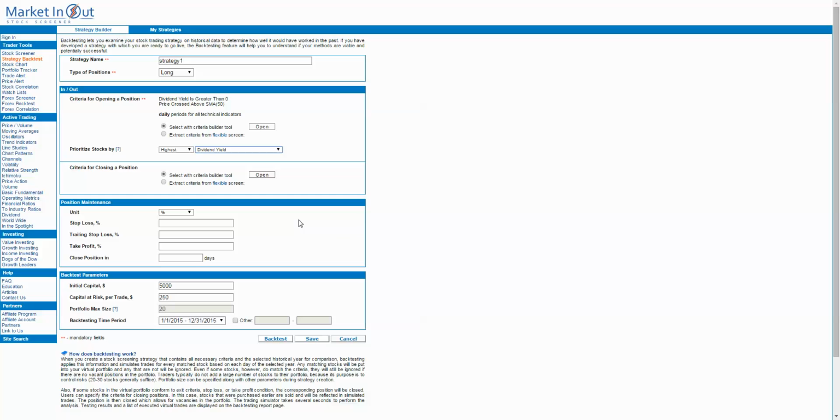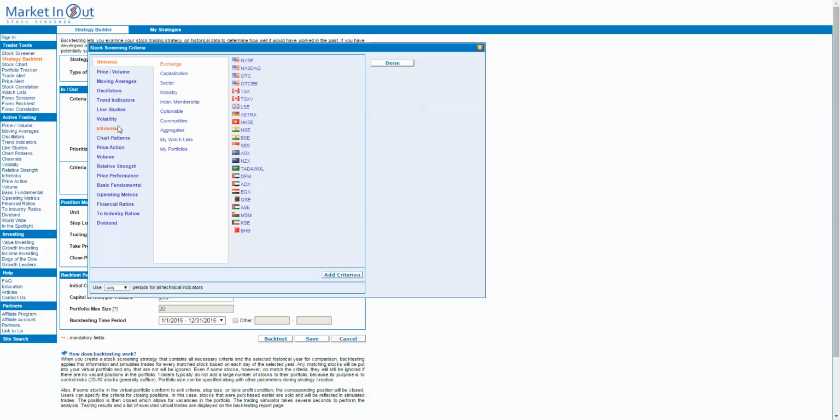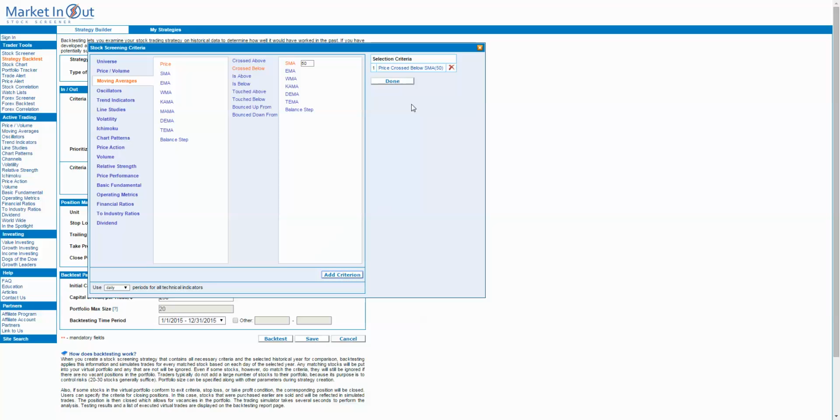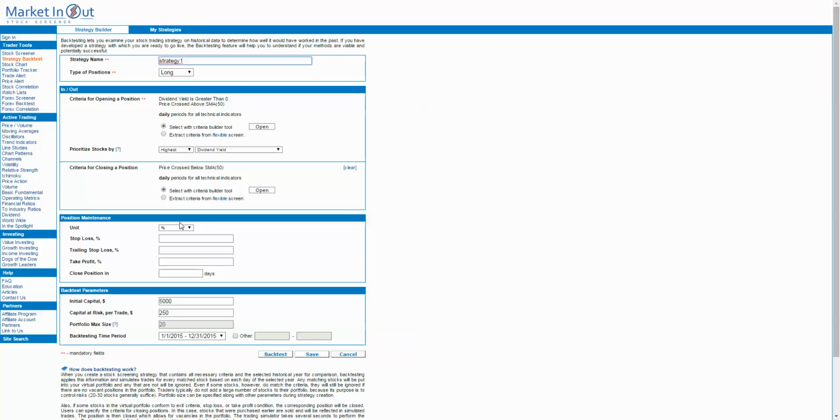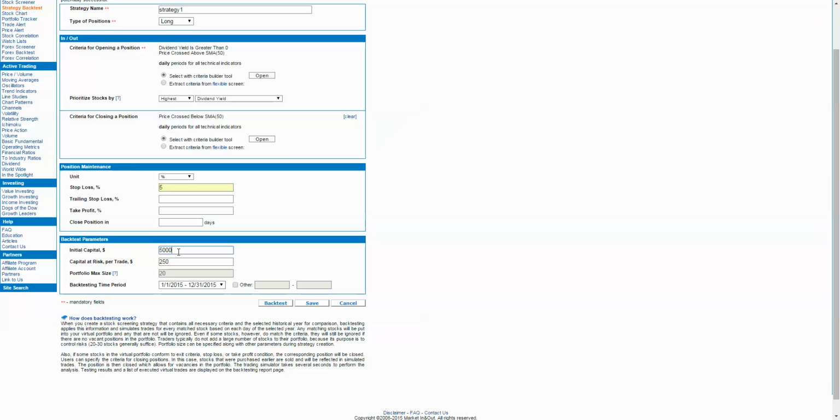So if I don't have the capital to put on all the positions that meet these criteria, we'll pick the ones that have the highest dividend yield. And the criteria for closing is simply when price crosses below the 50 simple moving average. Okay, so this is an example, and let's say I want to risk 5%. You can specify, let's say I've put in 5,000 and I want to risk $500 per trade.